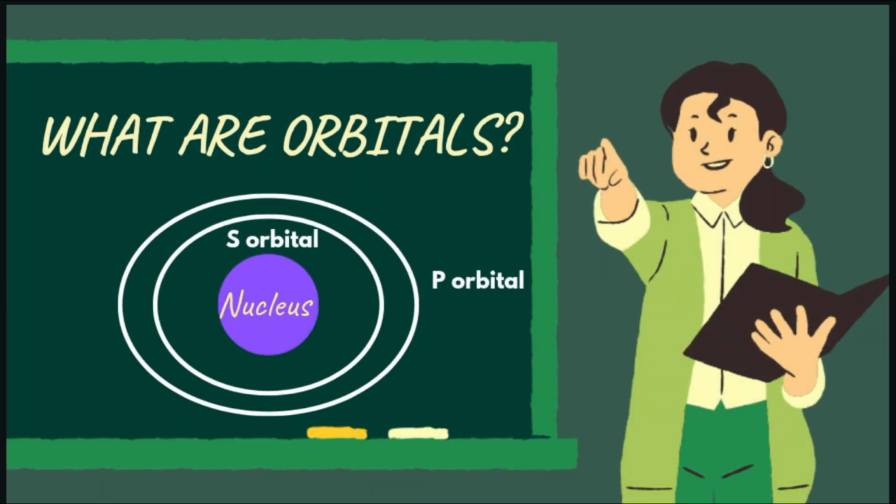Now let's talk about orbitals. Electrons do not move randomly. They move in fixed regions called orbitals. Orbitals are just paths or regions where electrons are most likely to be found. You can imagine orbitals like invisible rooms where electrons live. Different orbitals have different shapes like s orbital and p orbital, which I have mentioned in this photo.